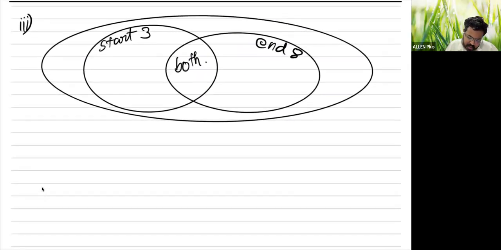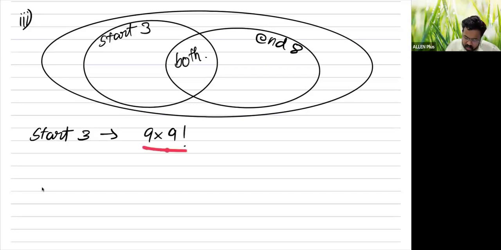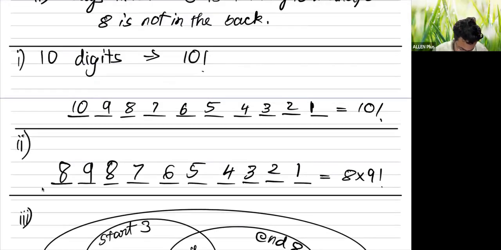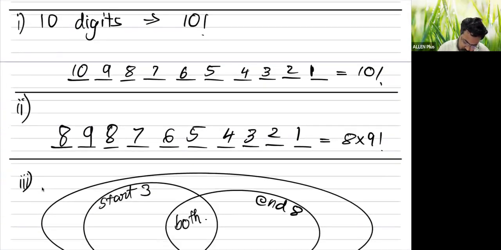The way of solving this is you take the numbers. So the start-with-3 case. How many ways can you make this happen? This will be 9 multiplied by 9 factorial. Everyone agrees with this? I'll just read the question once. 3 is not in the front and 8 is not in the back. Okay.